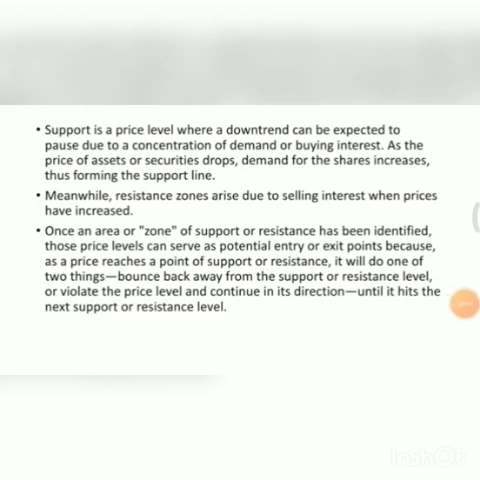Support is a price level where a downtrend can be expected to pause due to a concentration of demand or buying of the asset. As the price of assets or securities drops, demand for the shares increases, thus forming the support line. So, as I said earlier, as the price of the asset decreases, a support zone forms to support the value of the asset and prevent further decrease.